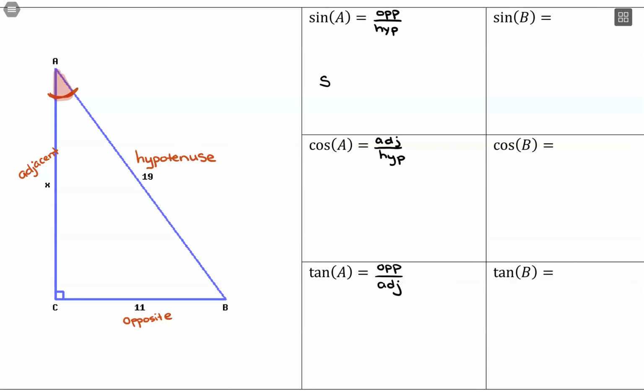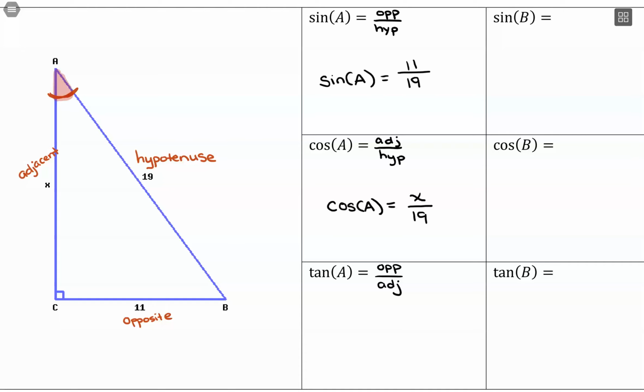So sine of A, I'm going to take the length of the opposite side, which we're seeing is 11, compared to that angle A, and the hypotenuse, which is 19. So here's where we can see we'd have this input of an angle, and the output is this ratio of side lengths. Cosine of A, so we're taking our adjacent side length, which is that unknown x, over the hypotenuse, which is 19.